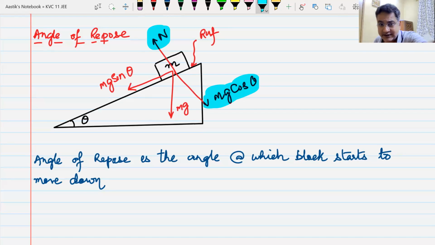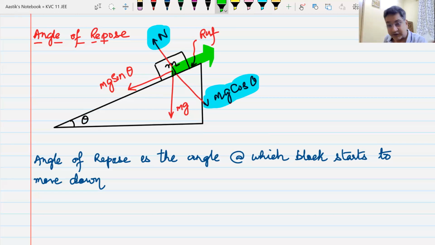Now, what happens when you are increasing the angle of inclination? Since you are math students, you understand this. Since theta increases, the value of sin theta increases. Yes or no? From 0 to 90, the value of sin theta increases, but the value of cos theta decreases. Now, mg sin theta is trying to pull it down, but someone is trying to stop it. And who is that doing this stopping work? Our friend, the friction.